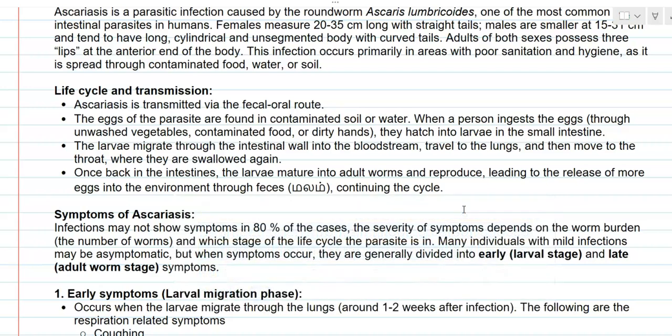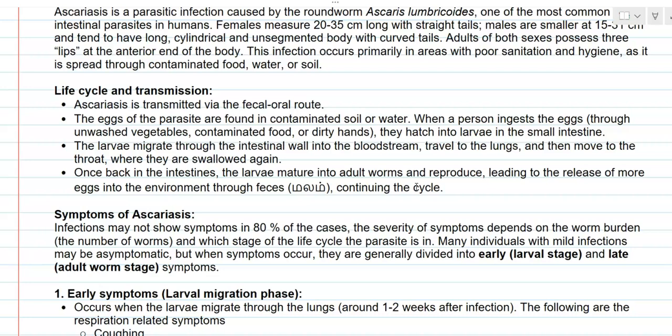When these eggs have been ingested, the larvae hatch in the small intestine. From the small intestine, the larvae migrate through the intestinal wall into the bloodstream. Further, they may travel to the lungs and even move to the throat of a person, where they may be swallowed again. That results in the larvae moving back to the intestine.